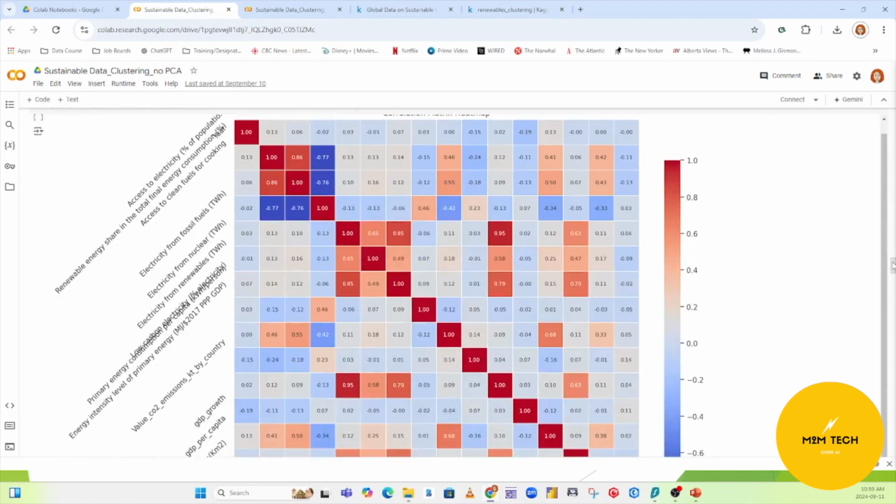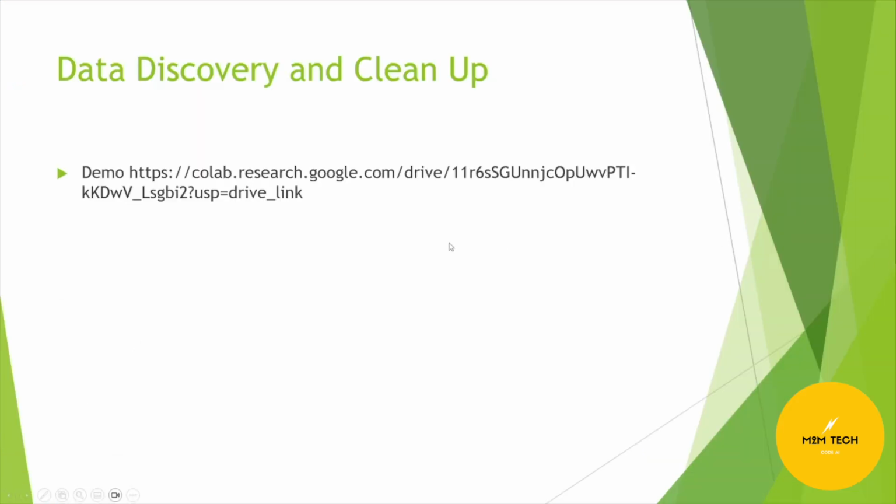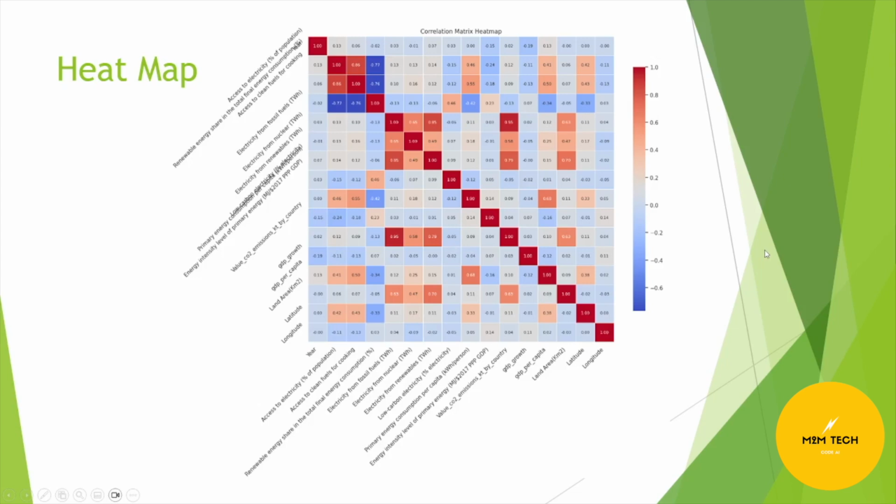So the first model that I put together was the heat map. So a few things of note in the heat map is there's high levels of correlation between access to clean fuels for cooking and access to electricity. I believe that indicates that most countries have both of those things.